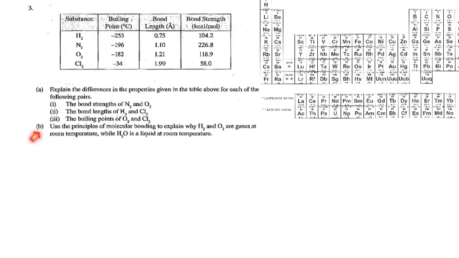Alright, and finally we're down to 3b here. Use the principles of molecular bonding to explain why hydrogen and oxygen are gases at room temperature while water is not. So we've abandoned the table. We don't need that anymore. And this is a pretty easy one because it's just like the boiling point. Whenever we're talking about phases, of course water is a liquid at room temperature. The reason is because it does hydrogen bonding, whereas these two, all they have is London dispersion forces. So it's a good old-fashioned intermolecular forces argument, and let's see what we can come up with.